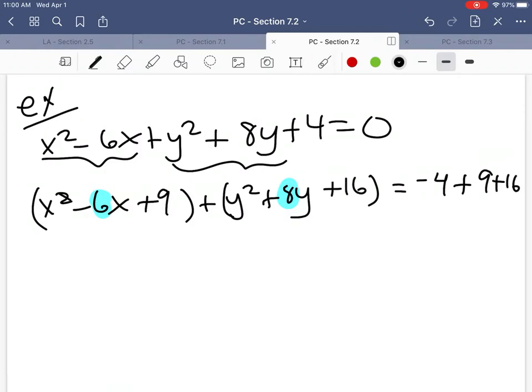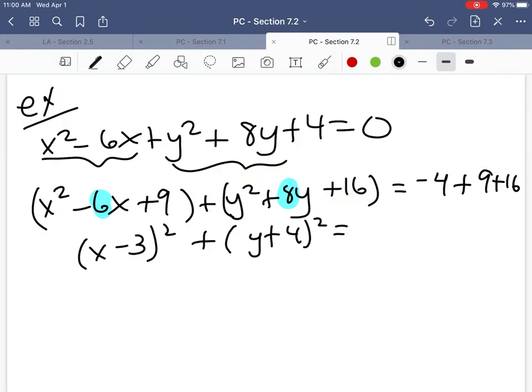Remember, the whole reason we're doing this is because we're looking to get a perfect square when we factor. So this factors into x minus 3 squared, and this one is y plus 4 squared. And now the right side, you just tally it up. It's 25 minus 4, so 21. So there we go. We have a circle with the center at 3, negative 4, and the radius is the square root of 21. We could draw that if we needed to.